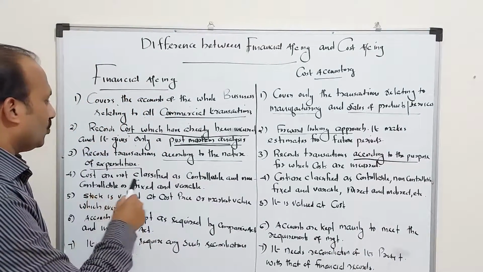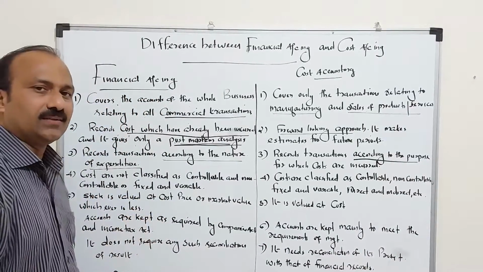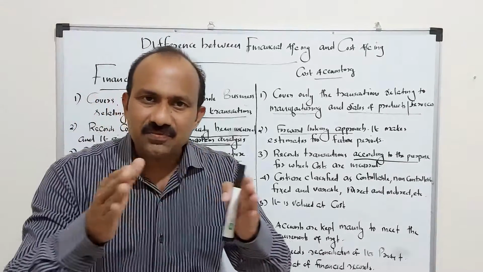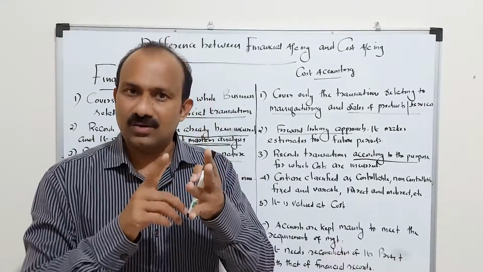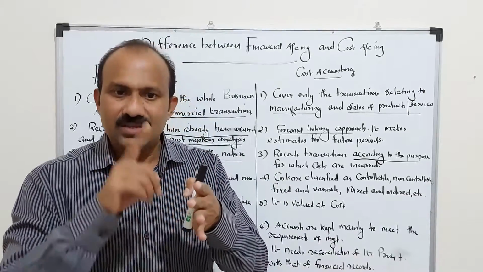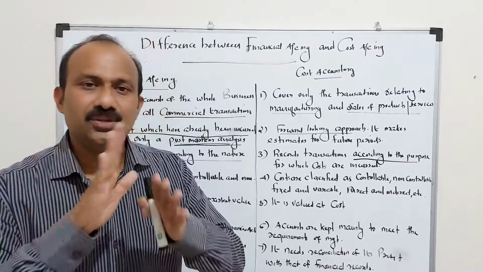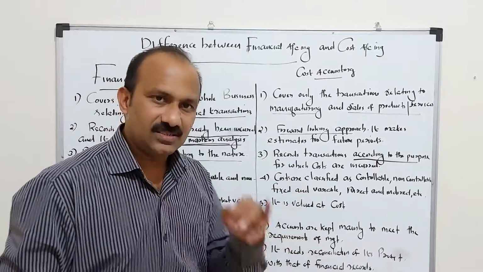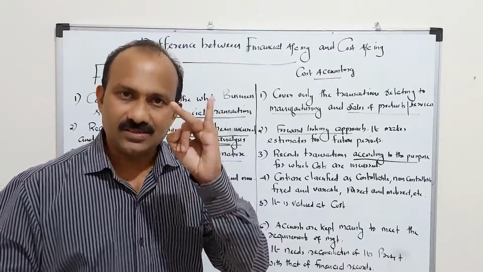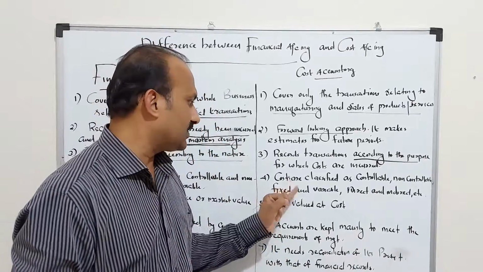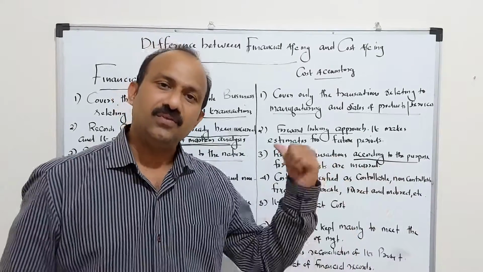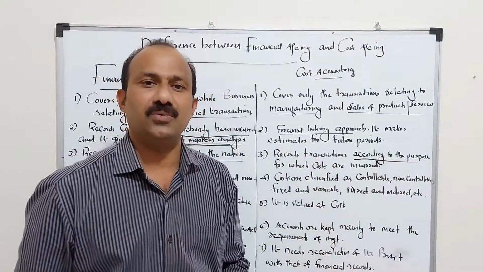Number 4, costs are not classified. Whenever you are checking in financial accounting, you cannot see the classification: controllable, non-controllable, direct cost, indirect cost, etc. You cannot see that in financial accounting. But in cost accounting, we can see controllable cost, uncontrollable cost, fixed, variable, direct, indirect. All these cost classifications we can see in cost accounting.